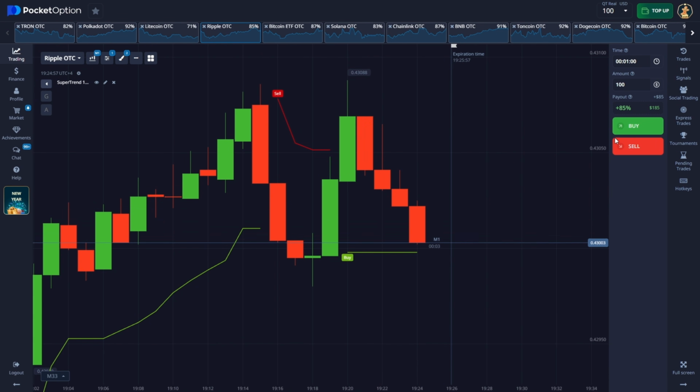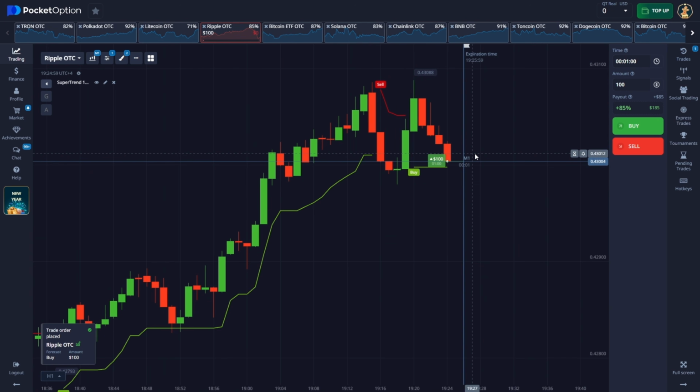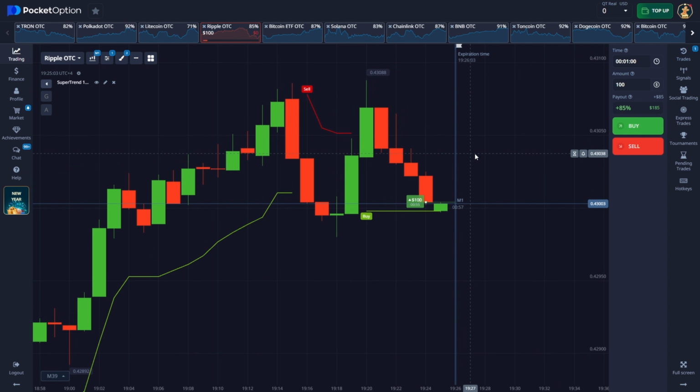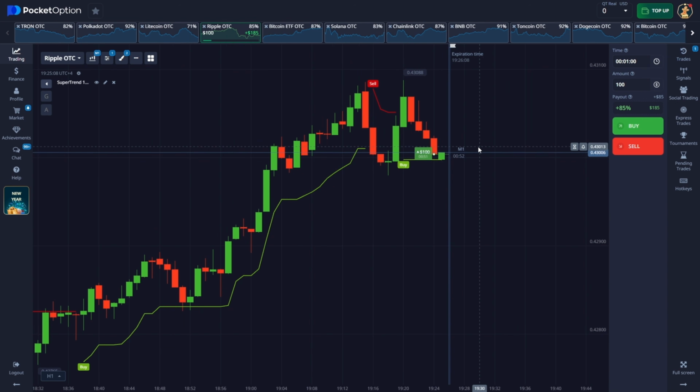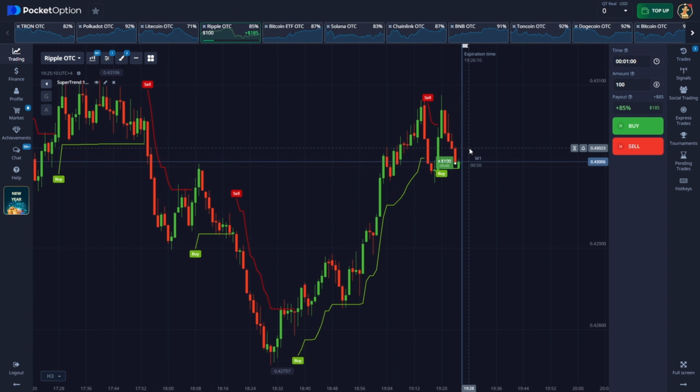On Ripple, I've placed a trade for the upside move worth $100 based on the Supertrend buy signal. The trade is currently in our favor, as you can see. There's an uptrend forming on the backside and the buy signal confirmed the setup, which is why I took the trade.